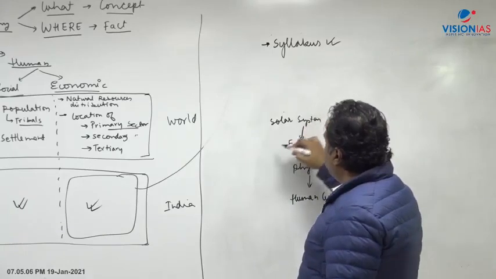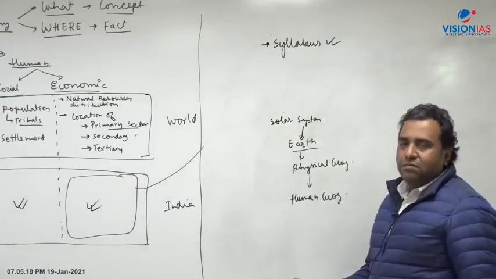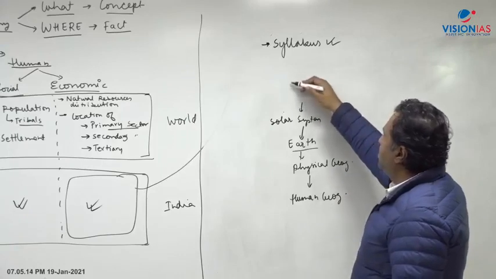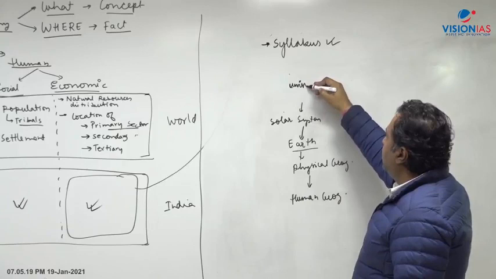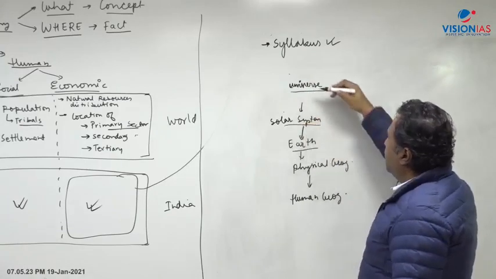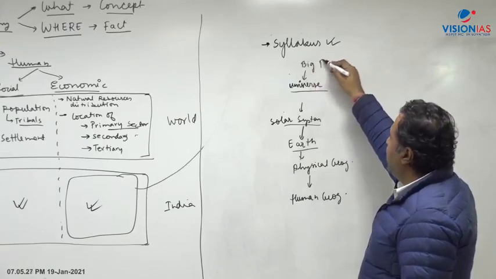Now I'm taking you to something before this Earth physical geography thing. So the solar system, and the solar system is part of what? We can say universe. The solar system is part of the universe, right? And when did the universe start? The universe started from the Big Bang.